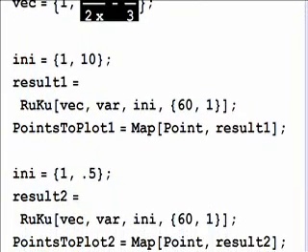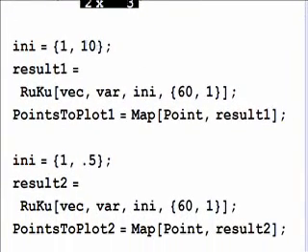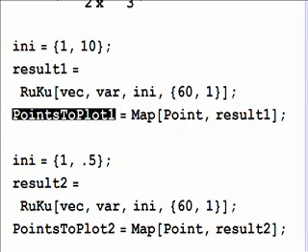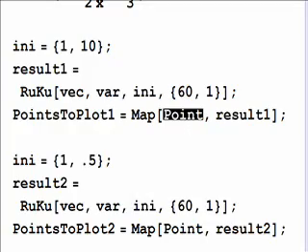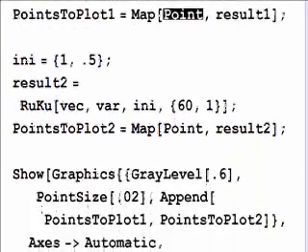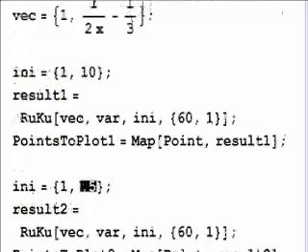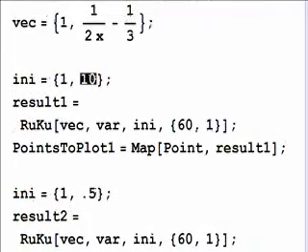So we'll do it twice. We'll start out with an initial value of 10 for x and 1 for t. We'll compute the result using Runge-Kutta. We'll get a set of points, and this is where I'm using that time business. We'll also do it with an initial value of x at 0.5. In other words, below 1.5 the second time and above 1.5 the first time.